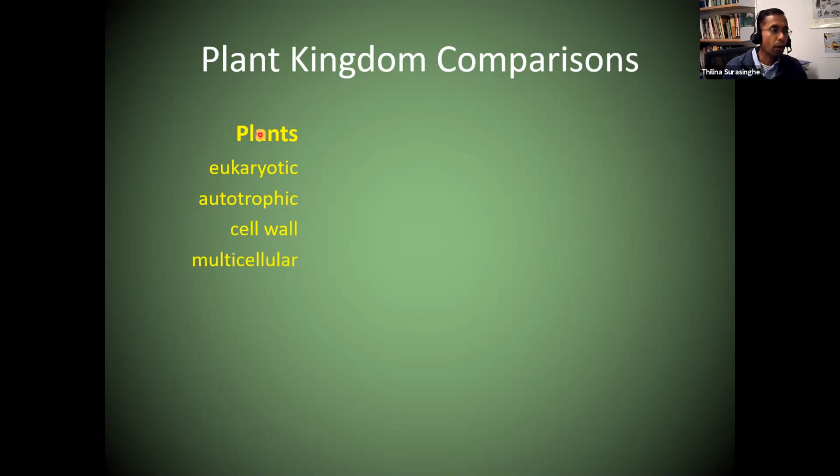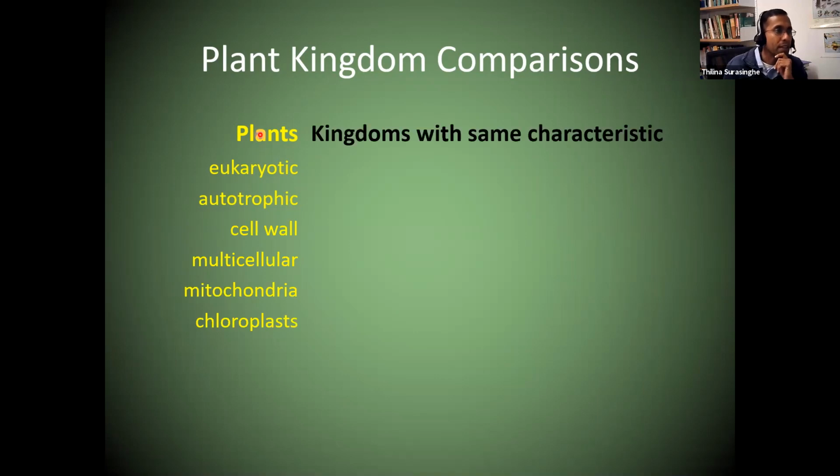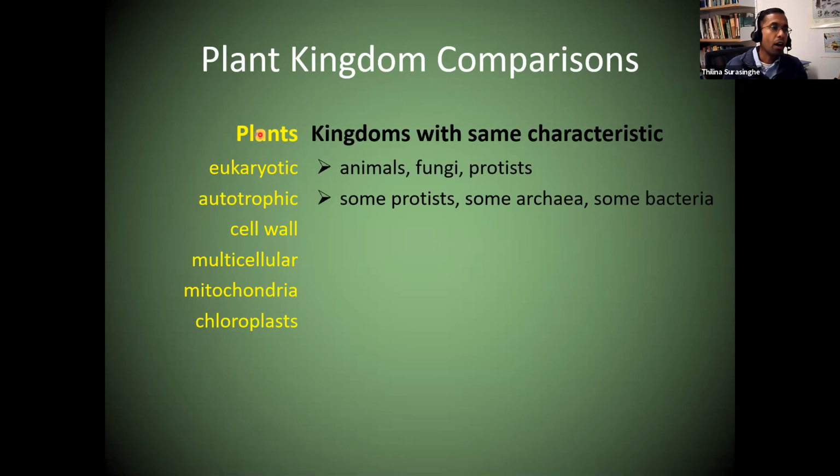Plants have a cell wall. They are multicellular, right? There are no unicellular plants. There are unicellular algae, but there are no unicellular plants. All plants are multicellular. They have mitochondria, have chloroplast, which connects back to the autotrophy. So eukaryotic nature is not unique for plants. Animals, fungi, and some protists are eukaryotes. Actually, all protists are eukaryotes.